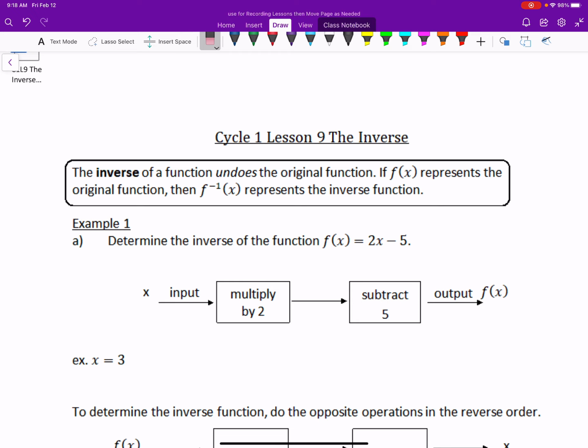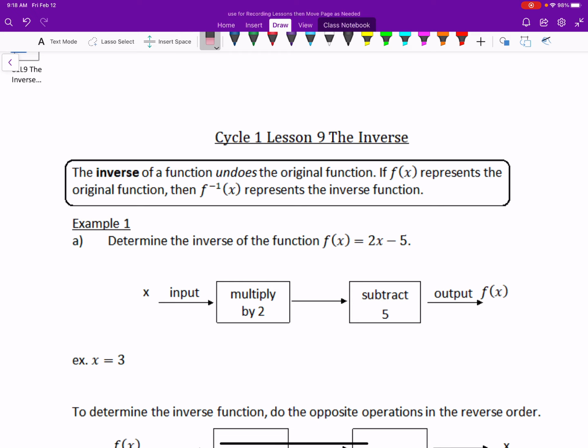So for example, if x was 3, x times 2 for this function, we get 6. And then we subtract 5, and we get our output, which is 1. So in other words, if x is 3, y equals 1. That's what a regular function does. The inverse is just working backwards.